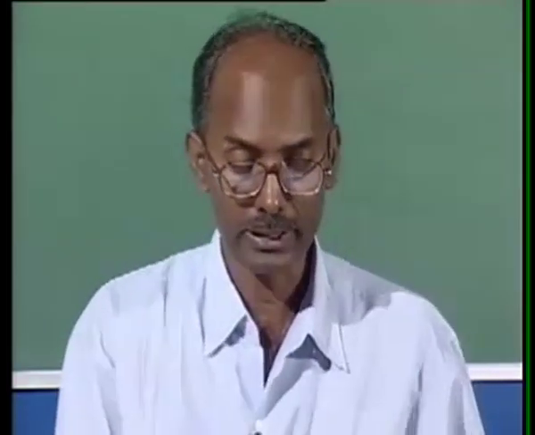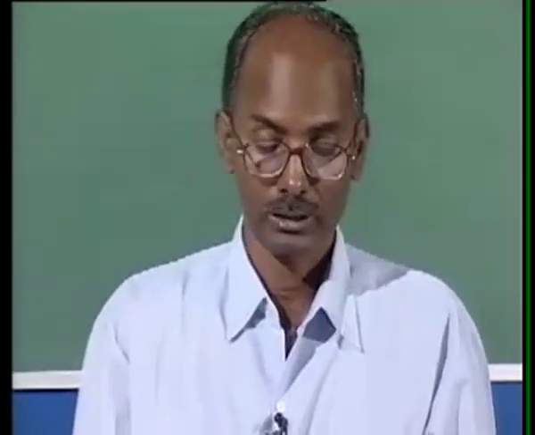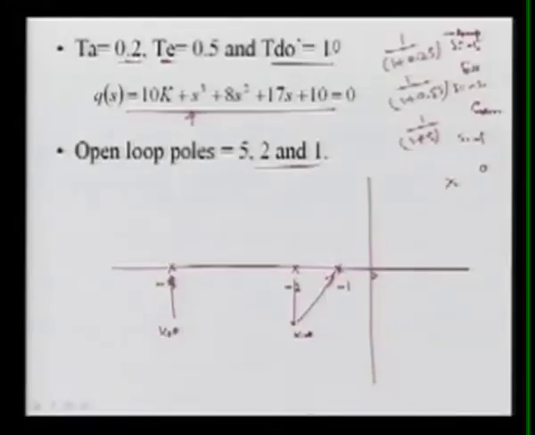Now for the movement, the criterion says that if you count the zeros and poles to the right and the number is odd, then the locus will go on your left hand side. So here it will be moving in this direction, here it will be moving in this direction. So this will be going in this direction, and this will be going in this direction.